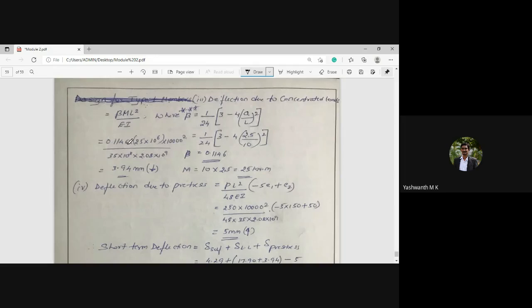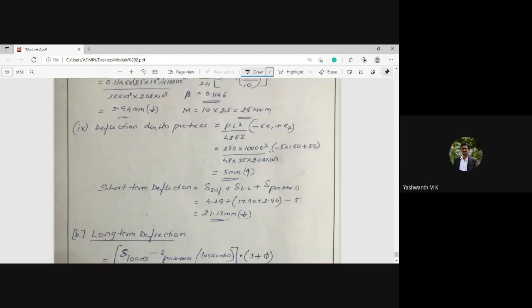Okay, 0.1146 into 25 into 10 to the power of 6. Why? Because I have substituted the answer in Newton millimeter. Multiply by the span square divided by 35 into 10 to the power of 3 into 2.08 into 10 to the power of 9. So these things are very important. Since I've substituted the moment in Newton millimeter, I need to substitute also in Newton per millimeter square. So the answer will be 3.94 millimeter, which is acting downwards, because all these deflections are downward deflections.